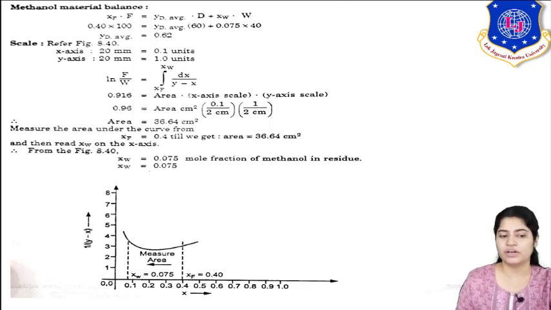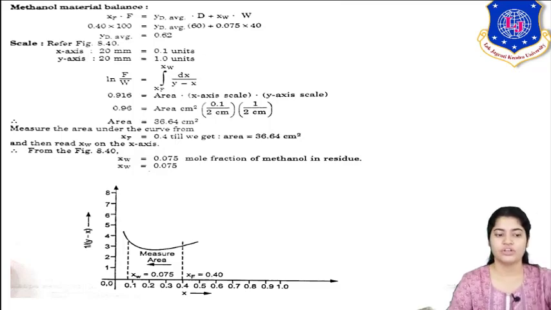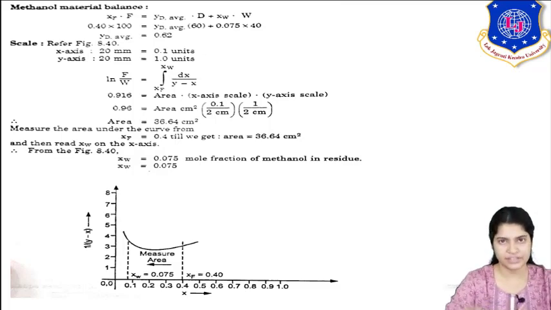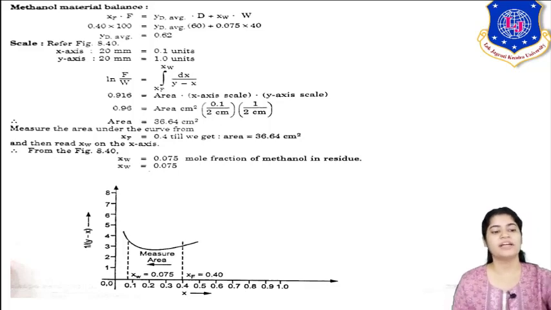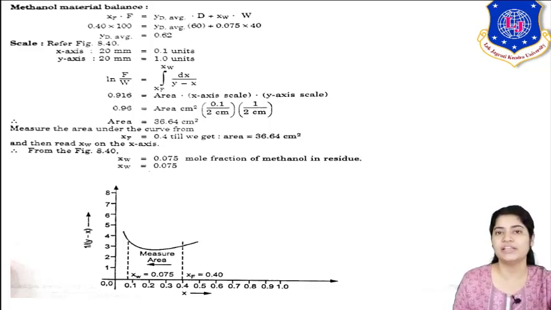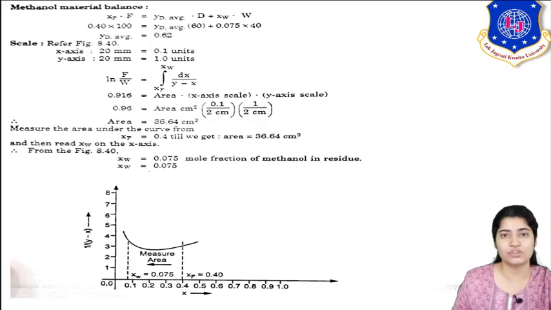The formula is LHS is equal to area into x scale into y scale. So see how you substitute the values. 0.916 is equal to area into 0.1 upon 2, that is your x scale, into 1 upon 2. From that I have calculated the area. What is the area now? 36.64 centimeter square. So that is your area.